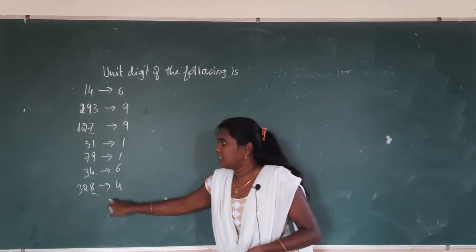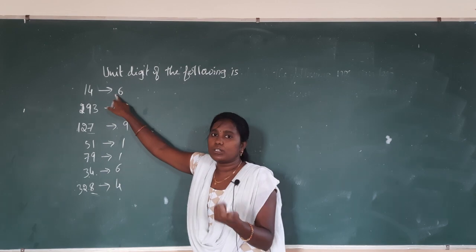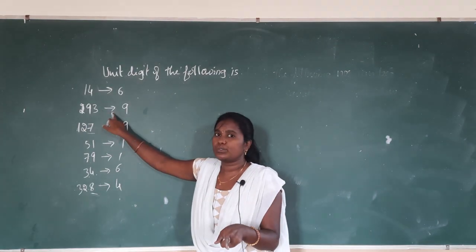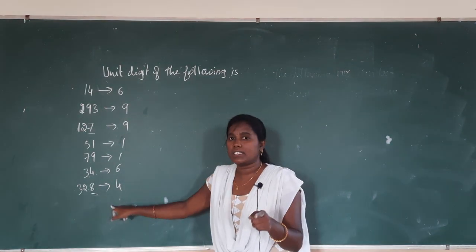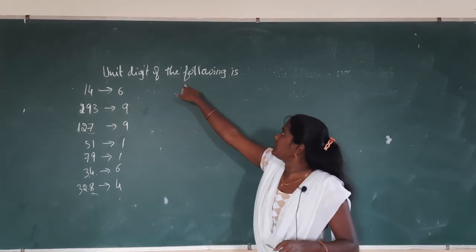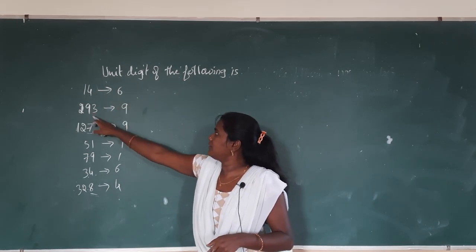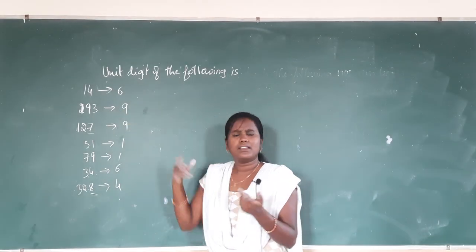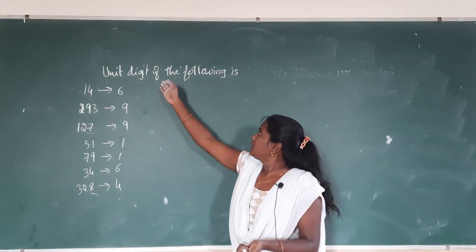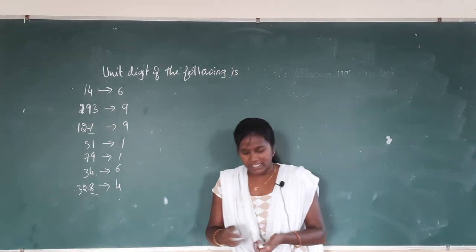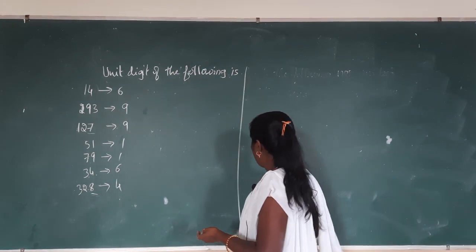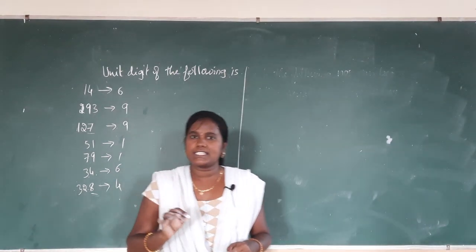Don't use the equal sign here, because 14 is not equal to 6, 293 is not equal to 9. Use an arrow mark, otherwise for all the answers you need to write this: the unit digit of the following is 6, the unit digit of 293 is 9. No need to write all those things, only one heading is enough. Okay, and some more questions are there.